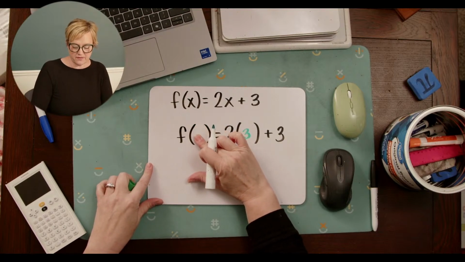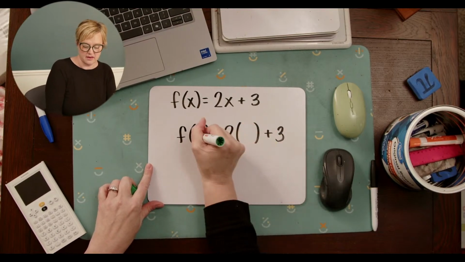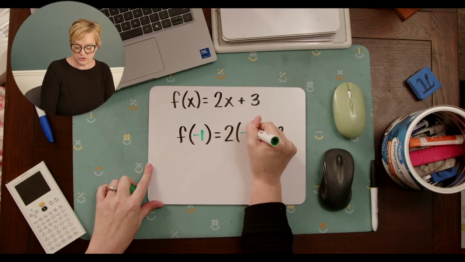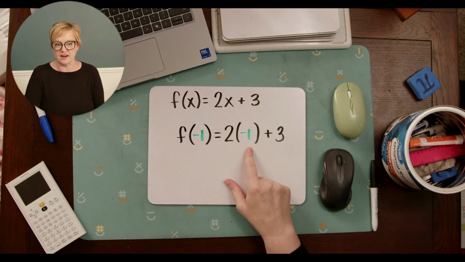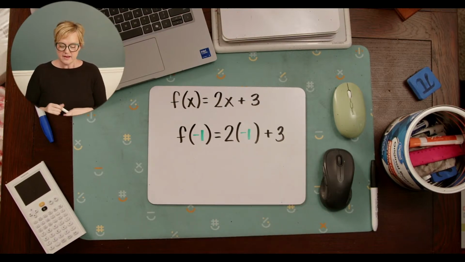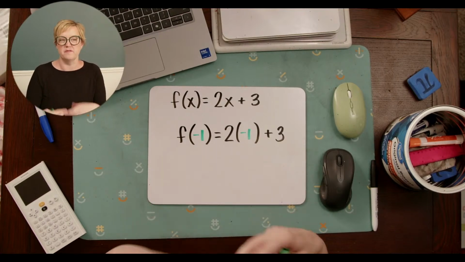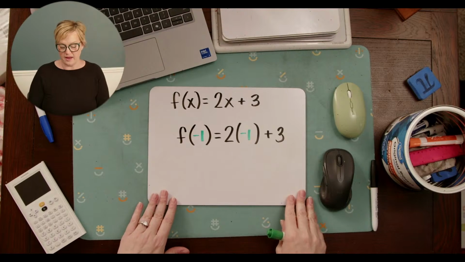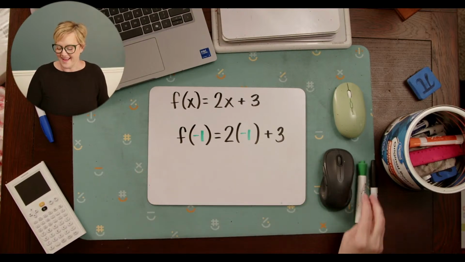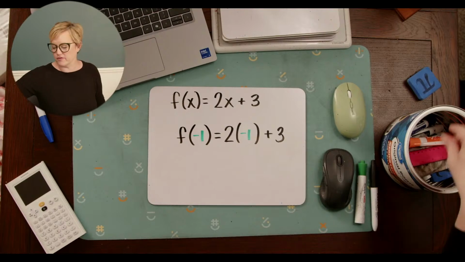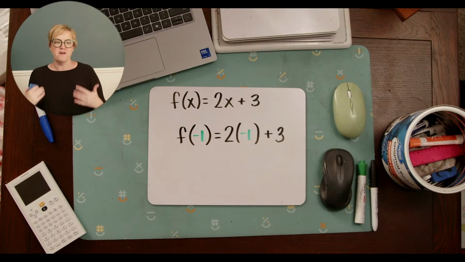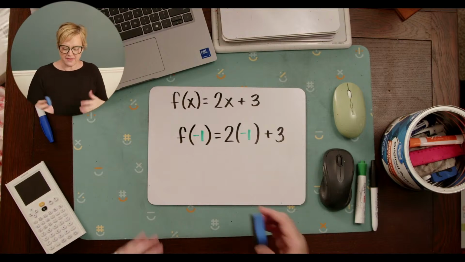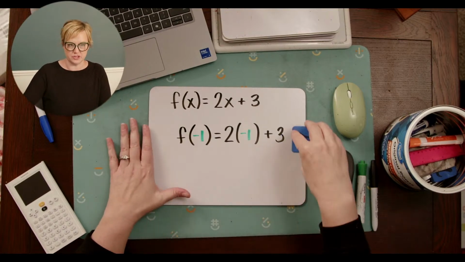Excellent. If this were something like negative 1, it would be 2 times negative 1 plus 3. 2 times negative 1 is negative 2, plus 3 is 1. So this is just the basics of function notation. My students have a quiz over this tomorrow, so I'm sure we'll go over it later because they usually pop in and join. But whatever's in the parentheses is what you substitute in.